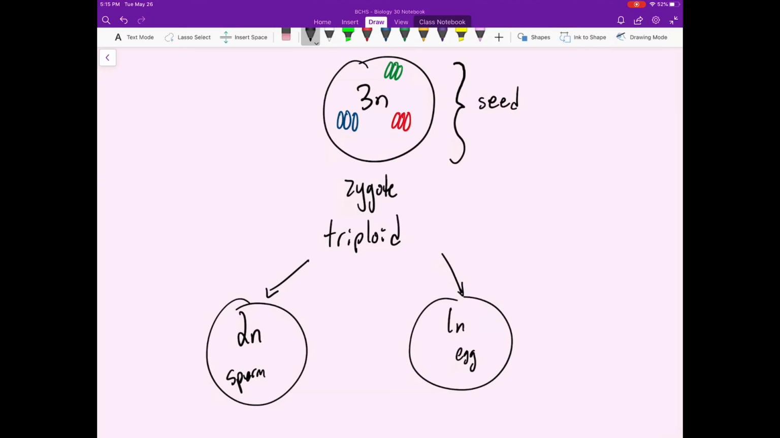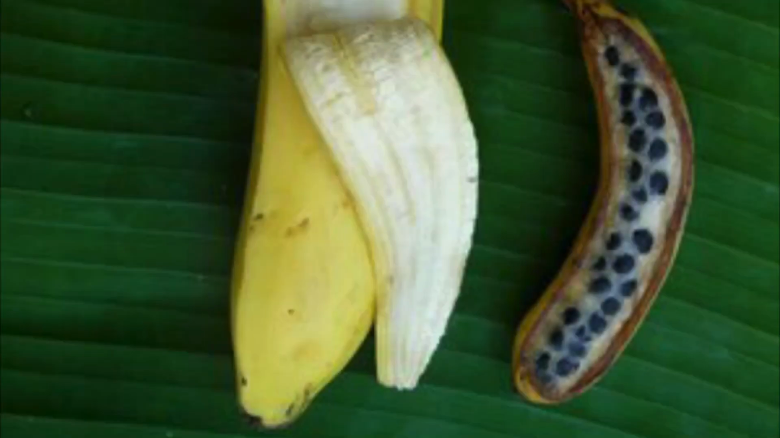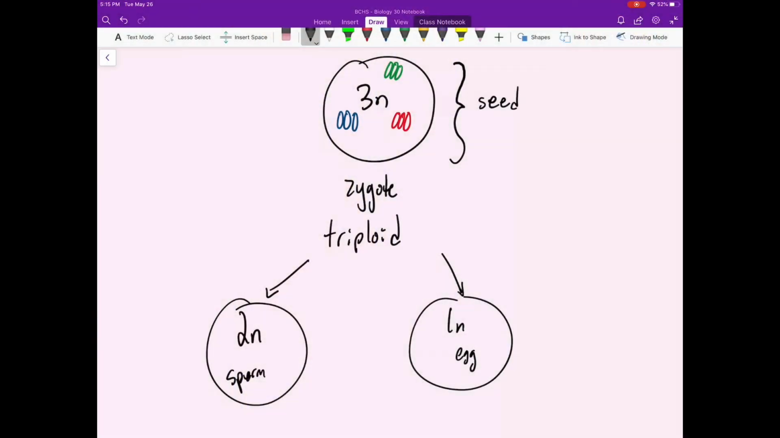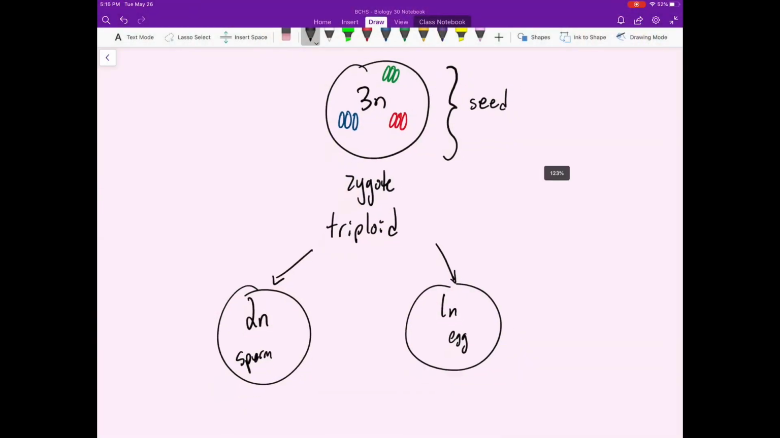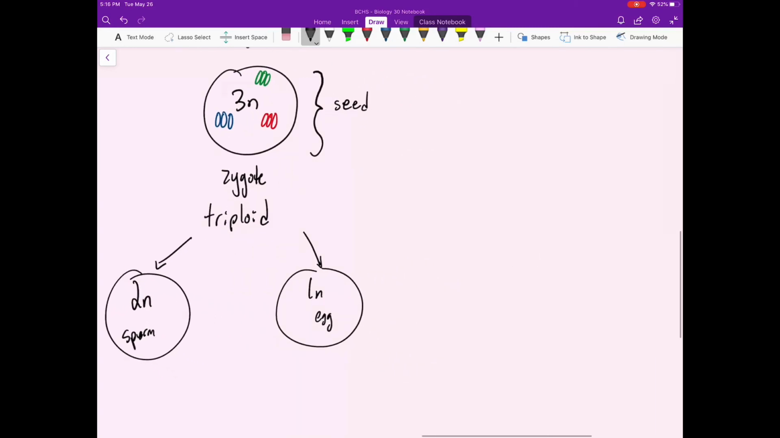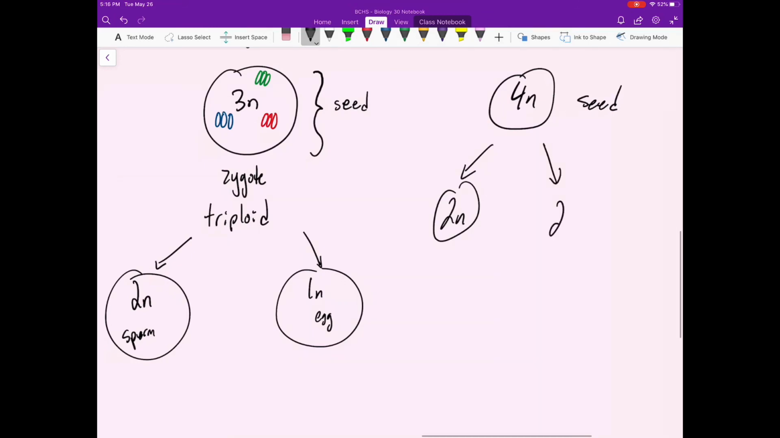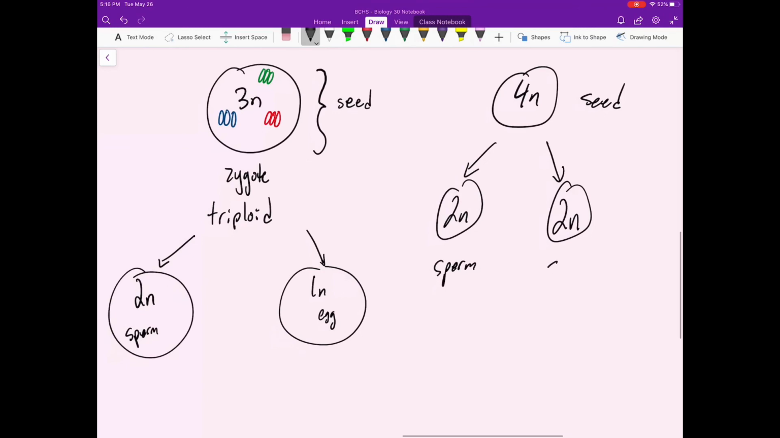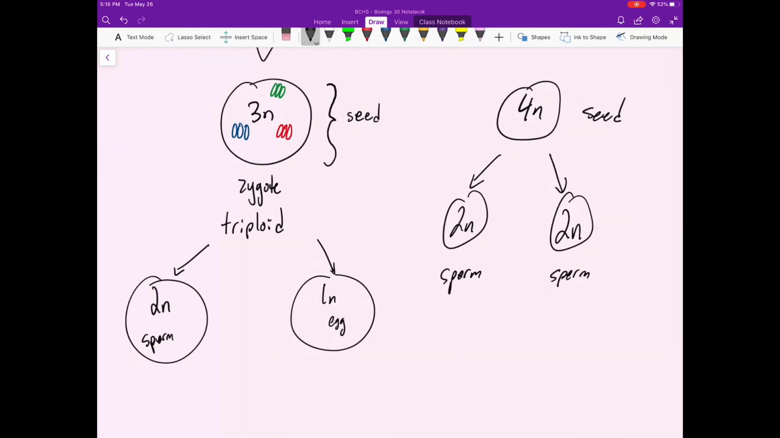The regular diploid banana has large black seeds in it. It's kind of disgusting. And that's how you get seedless watermelon as well. It's not a problem if the plant is 4n. You could make 2n sperm and 2n egg. That's easy. If you had 8, any even number of chromosomes is going to get you sperm and egg.